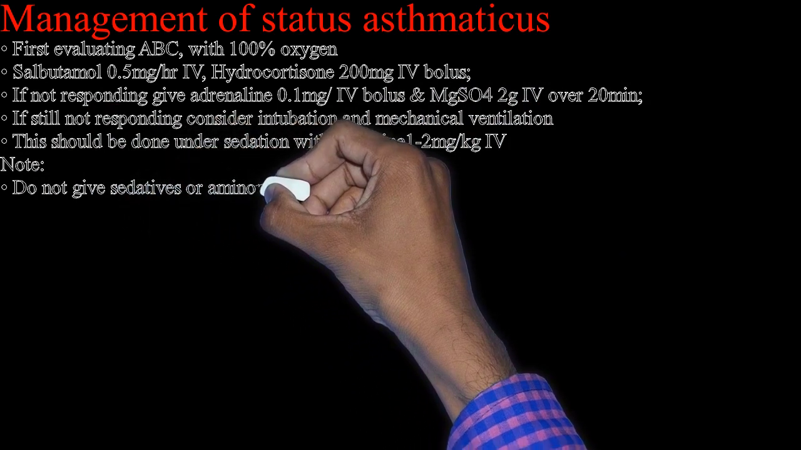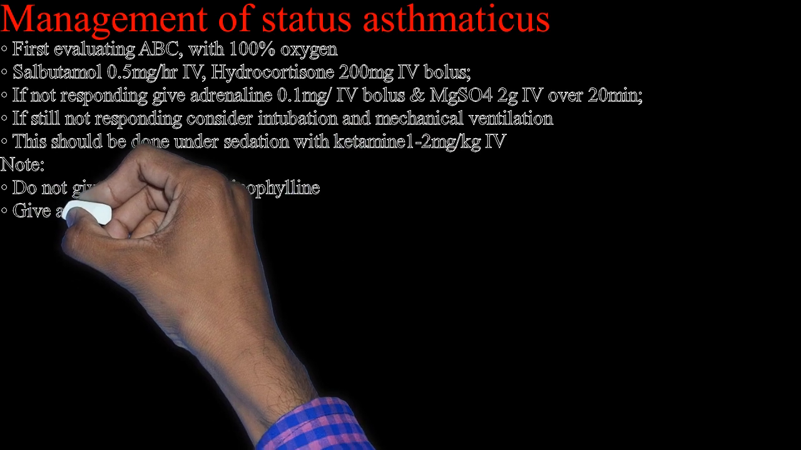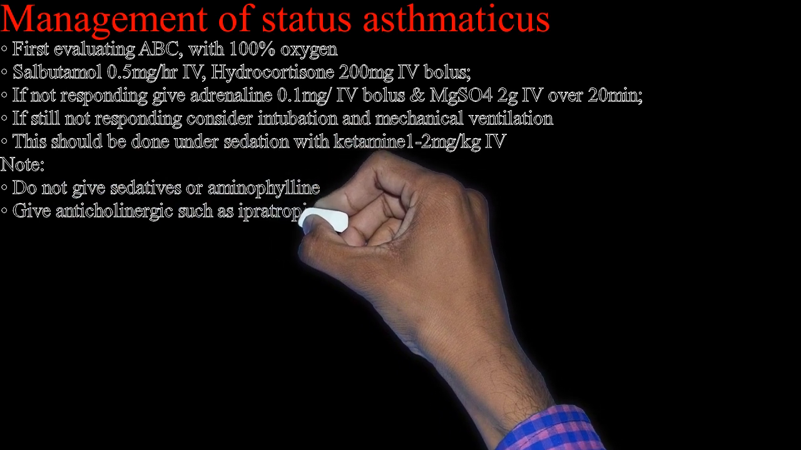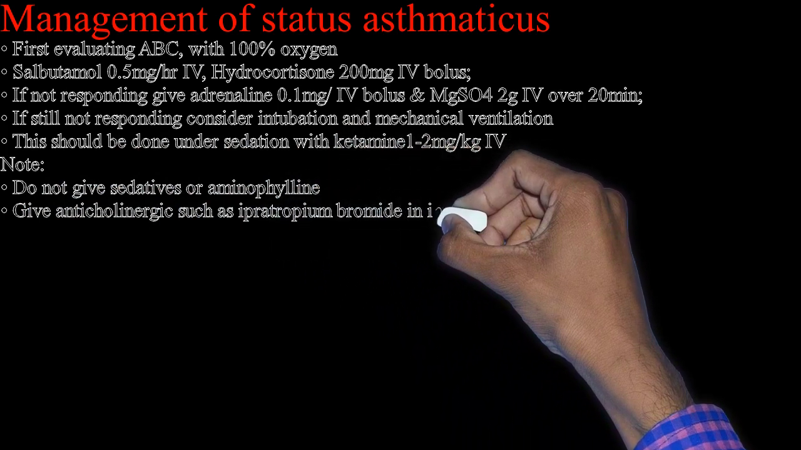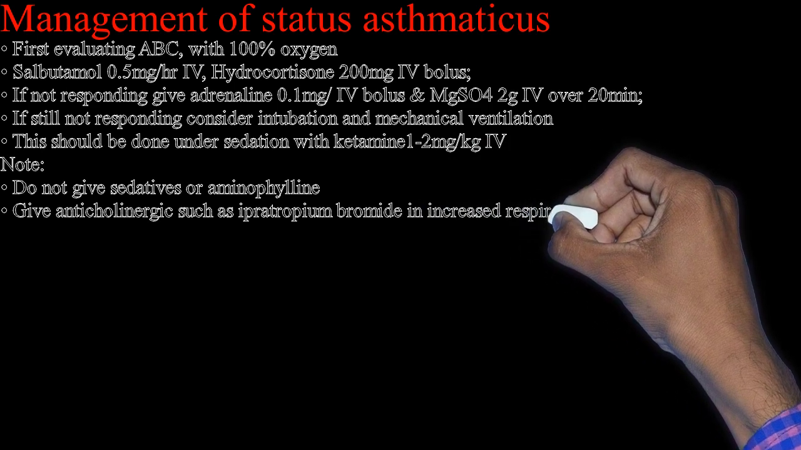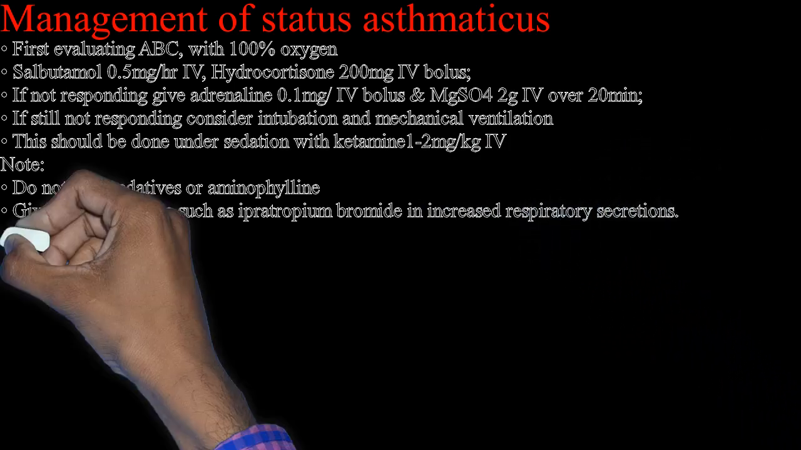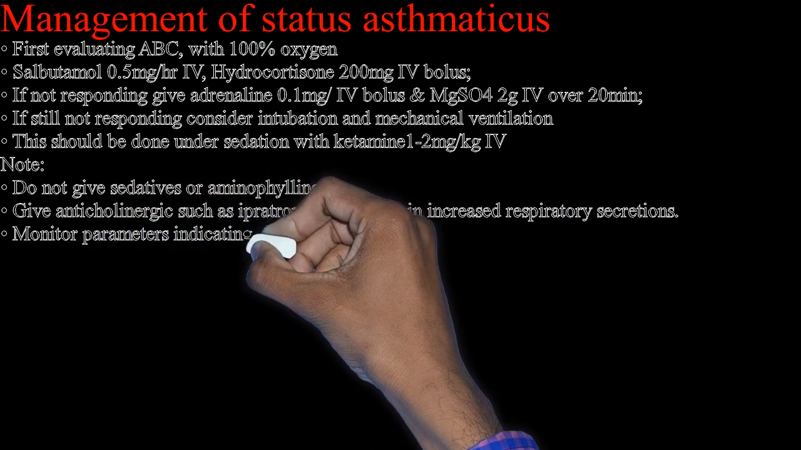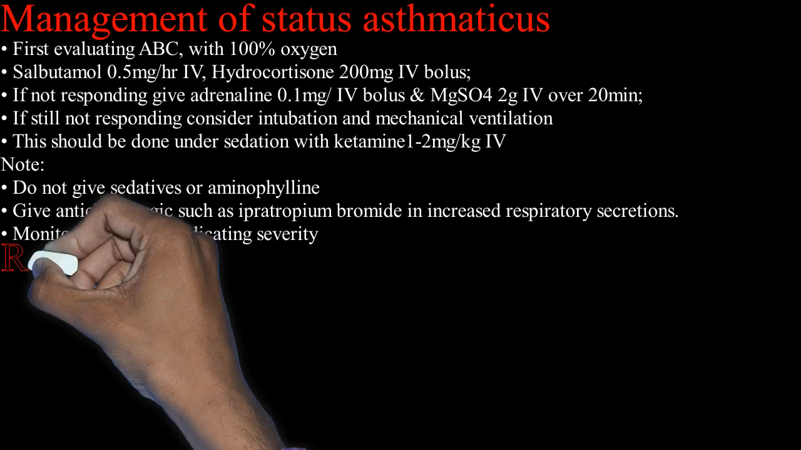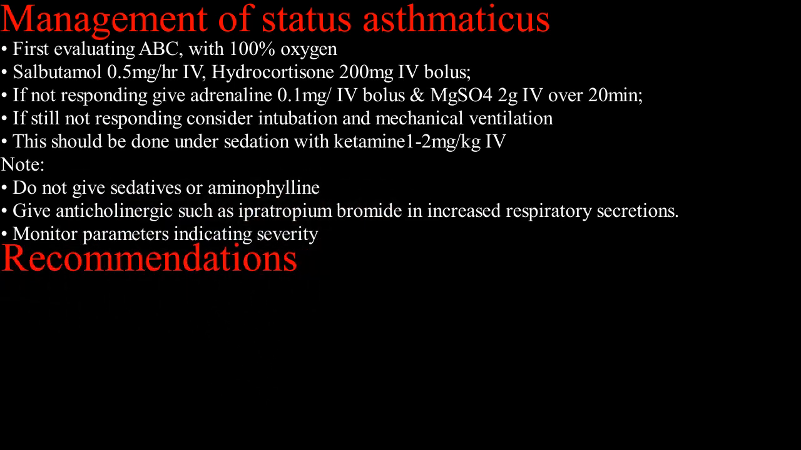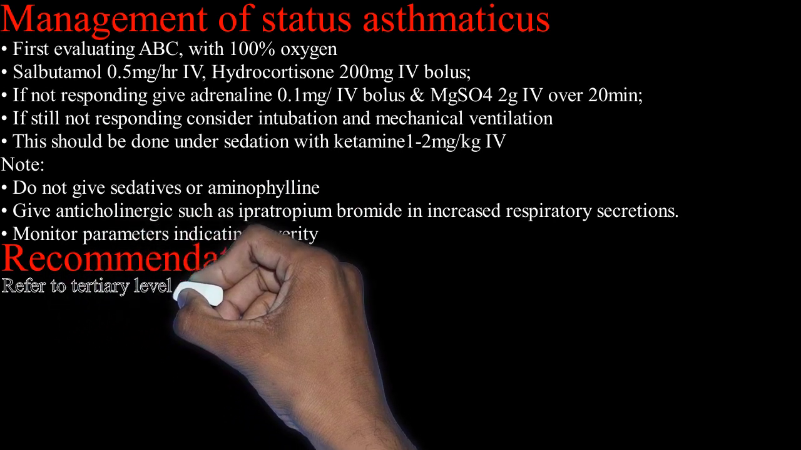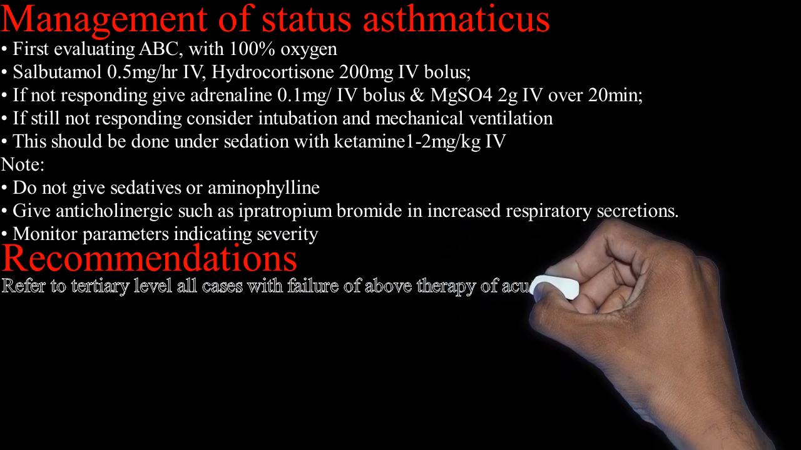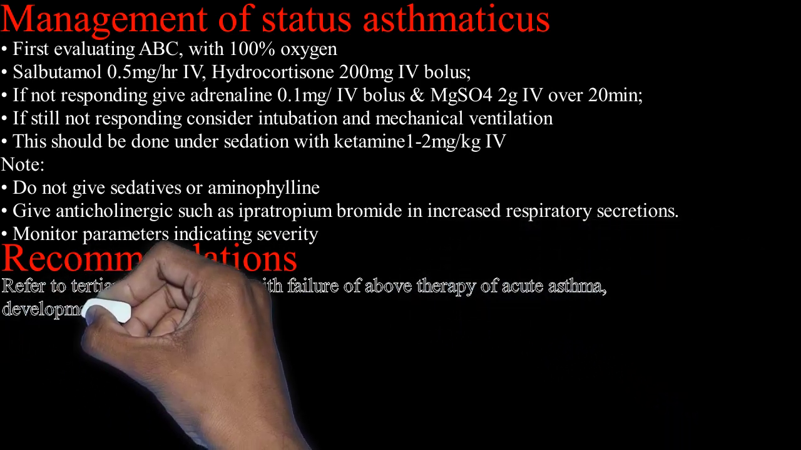Note the following: try your level best in a patient of this kind to avoid sedatives or aminophylline. You can give anticholinergic drugs such as ipratropium bromide in case you have excessive respiratory secretions. Monitor other hemodynamic parameters and other vitals that are indicating severity. And our major recommendation is always refer a patient of this kind to a tertiary institution in case there is failure of all the above therapy for acute asthma, or if there are features suggestive of a developing status asthmaticus.